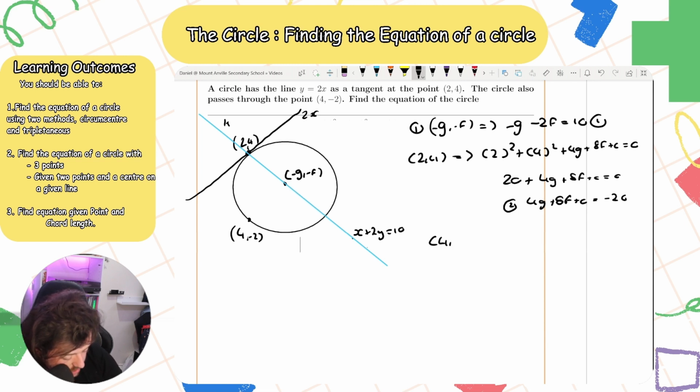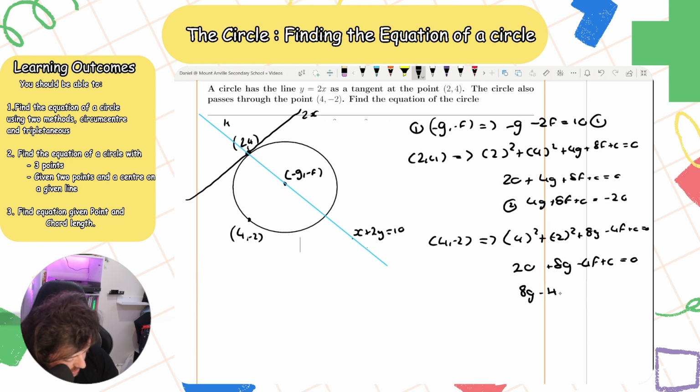And my third equation, 4, minus 2, is going to be 4 squared plus minus 2 squared plus 2gx, so 2g times 4, which is 8g, minus 4f plus c is equal to 0. That is going to be equal to 20 again, plus 8g minus 4f plus c is equal to 0. 8g minus 4f plus c is equal to minus 20. And that is my third equation.